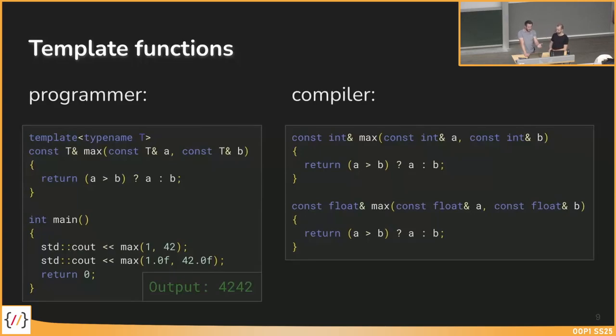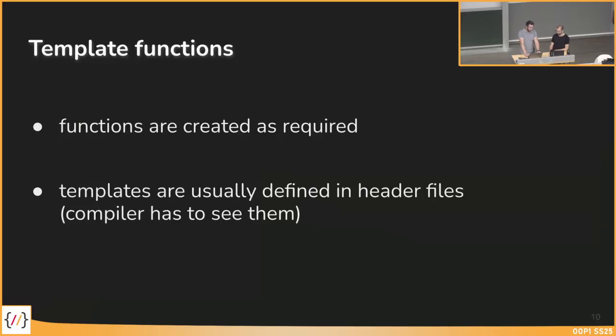Yeah, and this makes it easy if we want to use this max function not only for integers and floats, but for any other data type as well, where we want to compute a maximum. Now, again about template functions: as I said, the compiler just creates the specific functions as they are required, as we need them in our program. And for sure those templates need to be seen by the compiler, so they are usually defined in header files.